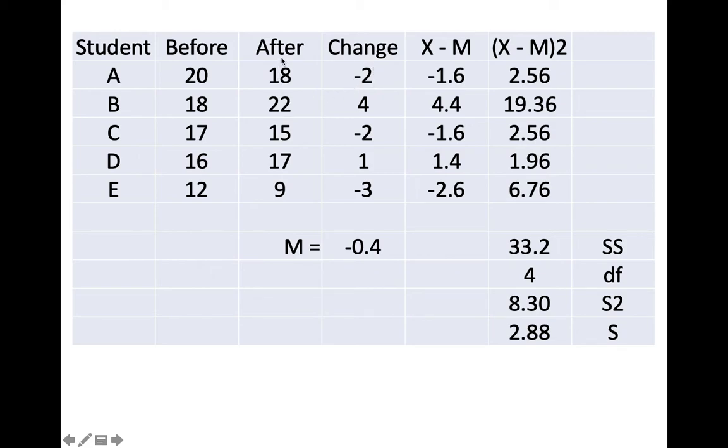Okay, same thing. We're going to do after minus before. We're going to do 22 minus 18 to get a value of +4. So what happened is that from before to after instruction, test scores improved by 4 points. There was a positive change.